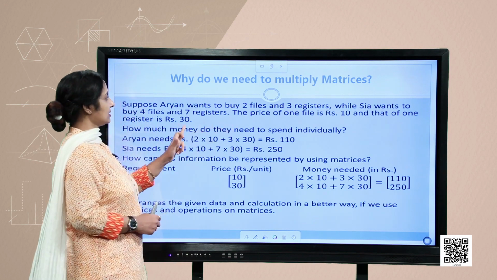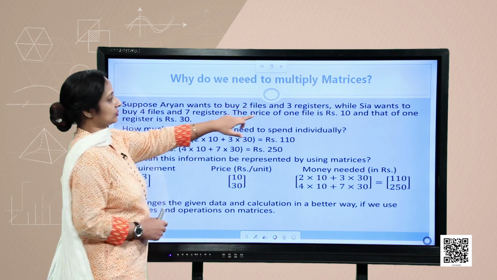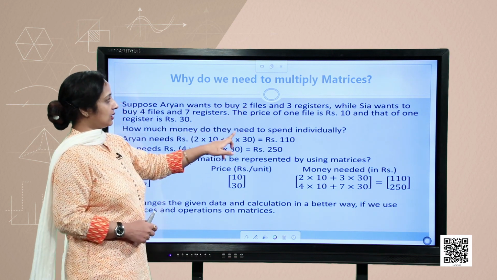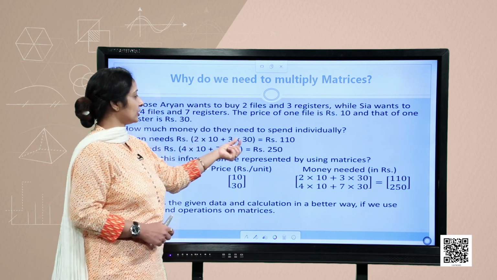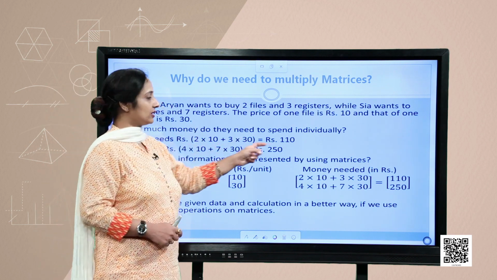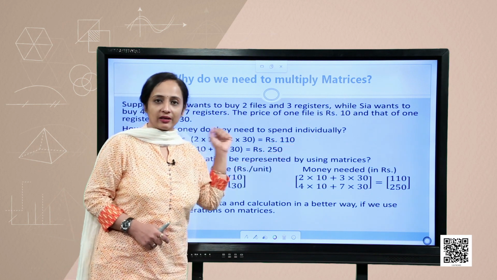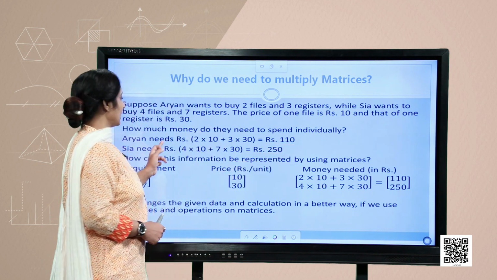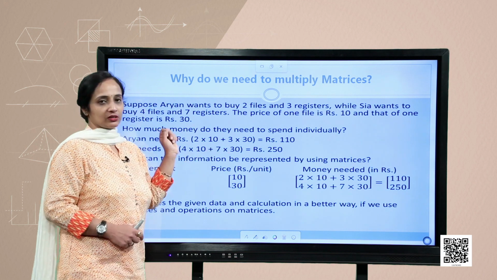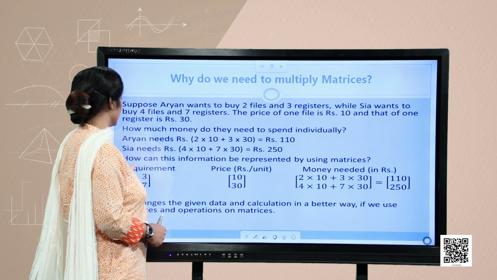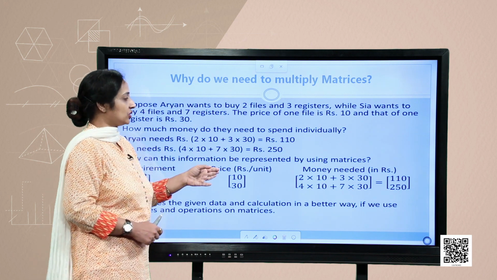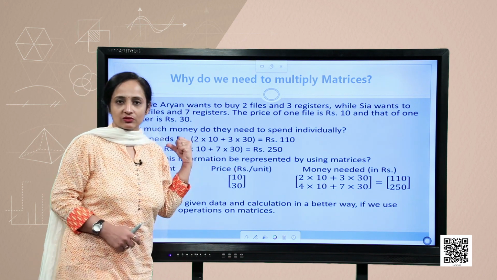So Aryan needs 2 files into 10 rupees, that is 20, plus 3 registers into 30 rupees, the cost of one register, so 3 into 30, and in total he requires 110 rupees to buy. Sia needs 4 into 10 plus 7 into 30, that is 250 rupees to buy all the stuff that she wants. So how can this information be represented by using matrices?